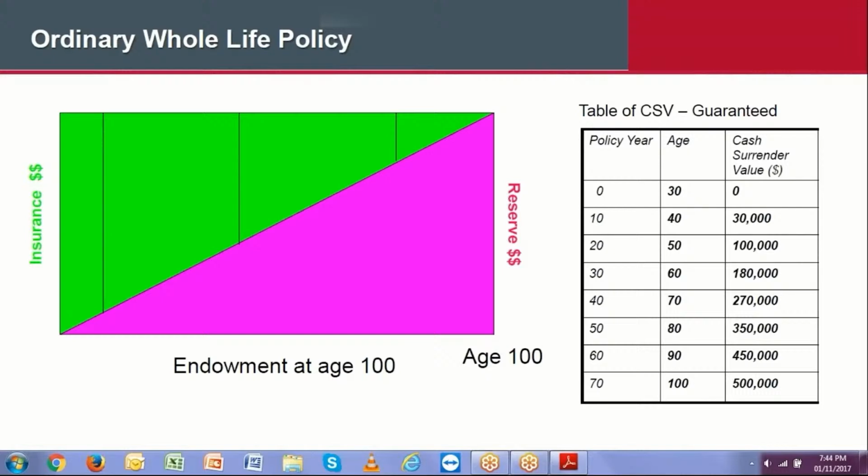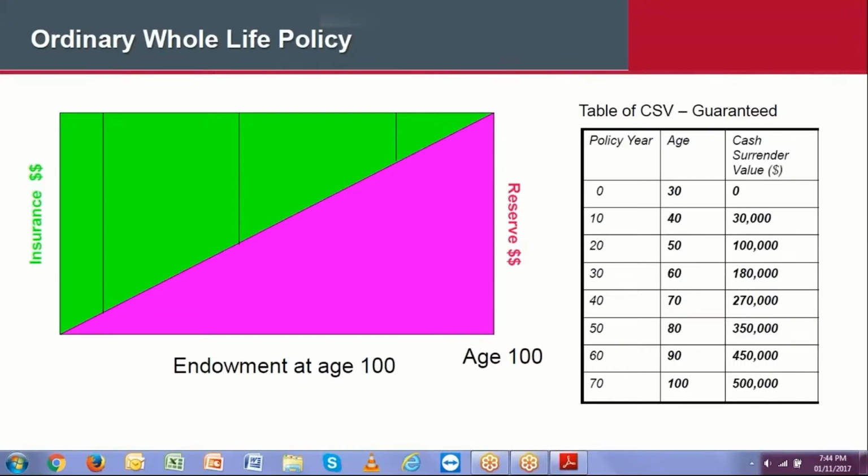In other words, if the client said to you, okay, well, at age 70, how much money do I have? And the illustration that you gave the client shows $270,000. You can say to the client, Mr. Jones, at age 70, you will have $270,000. So if you cash out, forgetting about taxation for a moment, you're going to have $270,000. In other words, this is a fully guaranteed product.